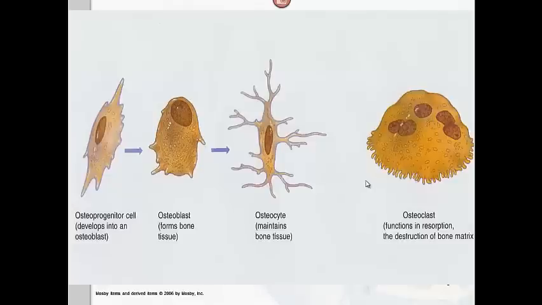This is a picture of the osteoblast, which is the progenitor cell forming new bone, transforming itself into a more mature cell, which is the osteocyte, that maintains the bone tissue. And the osteoclast, remember, is in charge of cleaning up the area, resorbing bone, and basically repairing.